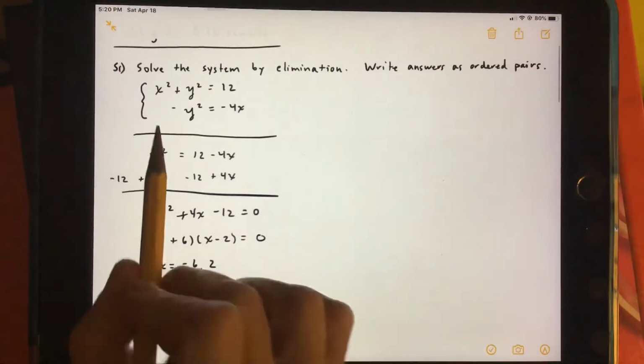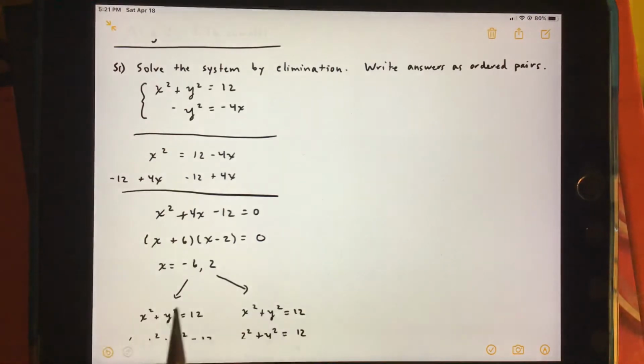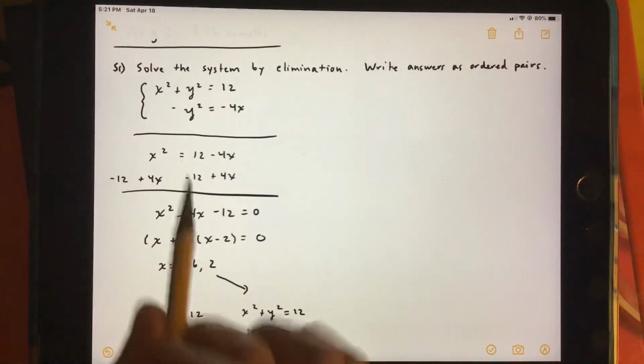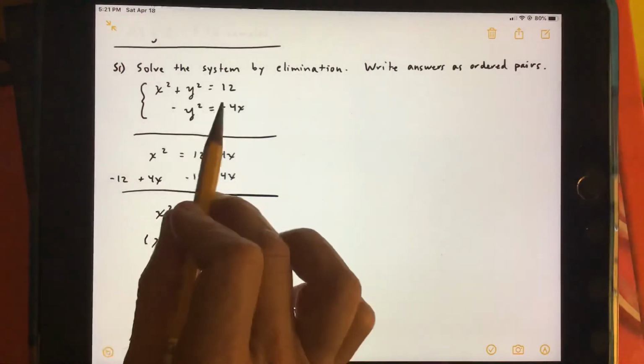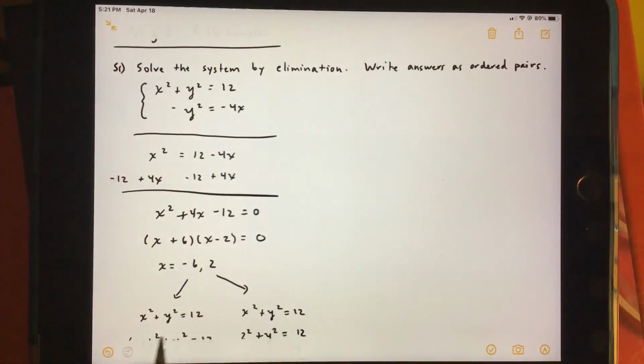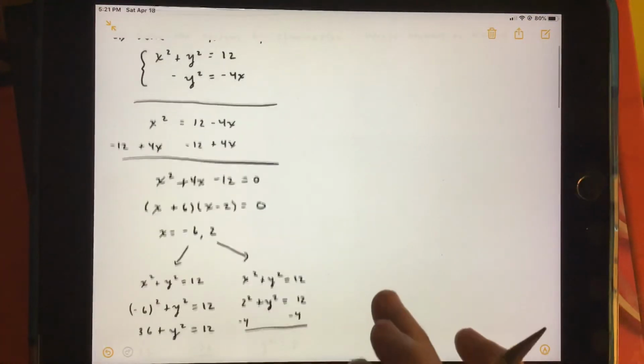So what we're going to do is pick one of these equations up here to plug these x values into. It doesn't matter which one you pick, whichever one looks easier. I chose the x squared plus y squared equals 12. I'm going to use that to plug x in both instances to see what my corresponding y values are.